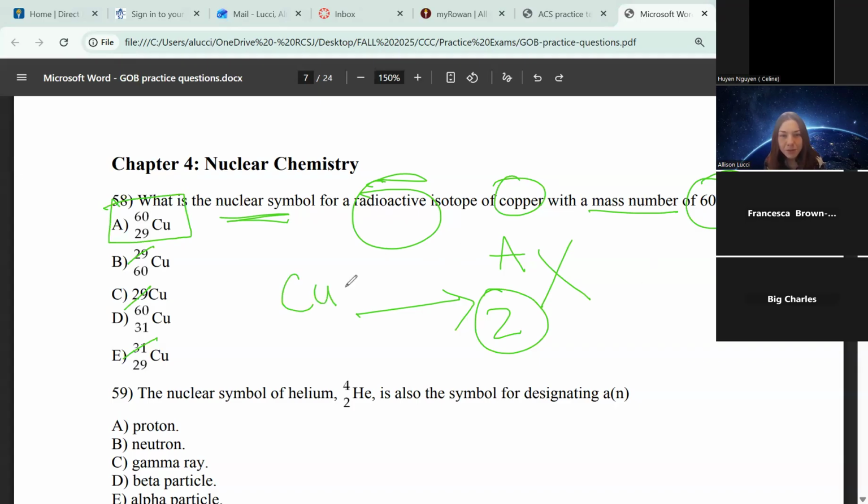So my elemental symbol is Cu. Sometimes they'll try to trick you with the wrong elemental symbol, maybe CO, but that's cobalt. The mass number is 60, that's up top, and then the number of protons, the atomic number, is down here.